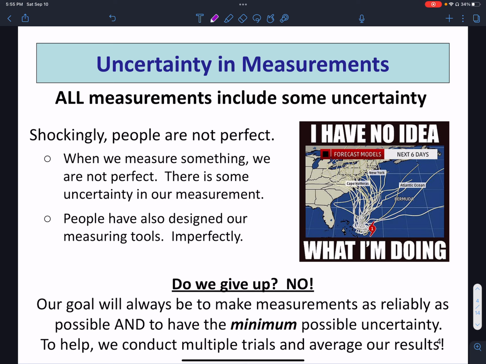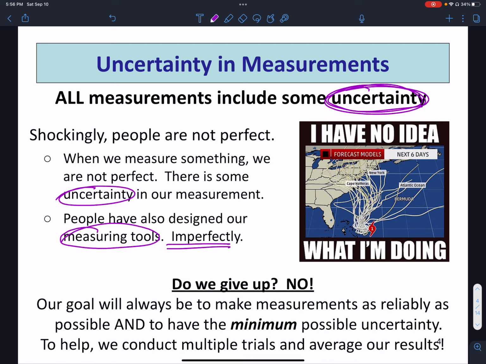Along with having numbers and units, we have to keep in mind that measurements are not always perfect. All measurements are going to include some degree of uncertainty, some estimation within that measurement. Shockingly, we as humans are not perfect, and when we measure something, we may do it slightly differently than someone else would. And because of that, our measurements may not be exact to one another, and that puts uncertainty into our measurements. Also, we design the tools that we use to make these measurements, which means that they are also imperfect. So our measuring tools are imperfectly perfect at measuring.